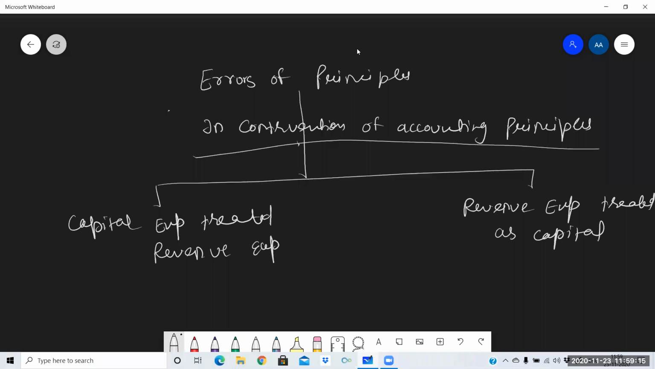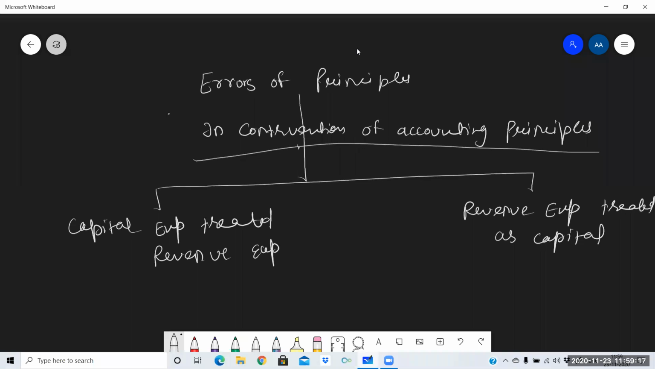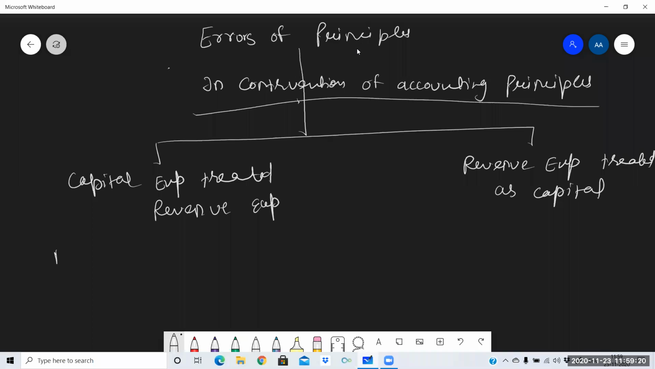So I'm telling you examples here. For example, I have purchased a machine. Can anyone give me an example of capital expenditure or revenue? Very good, Siddhi. Suppose I have purchased a machine costing rupees 1 lakh. So what is this expenditure? Purchase of machine. It's a capital expenditure. Purchase of any asset is capital expenditure.